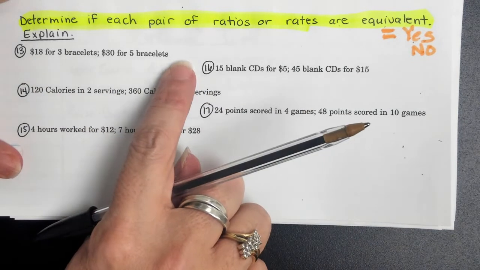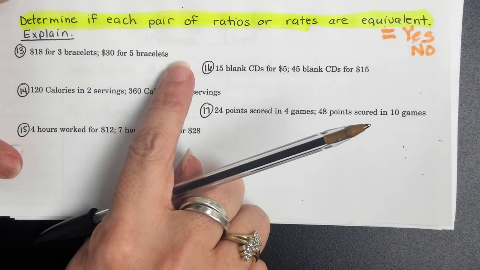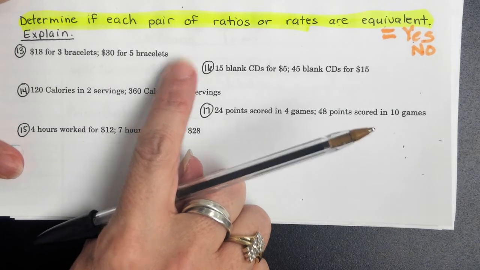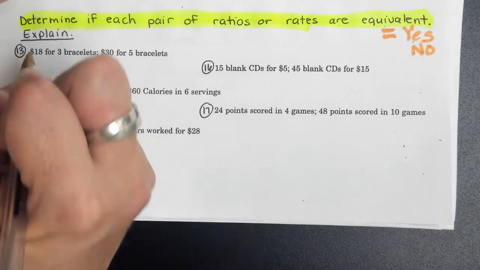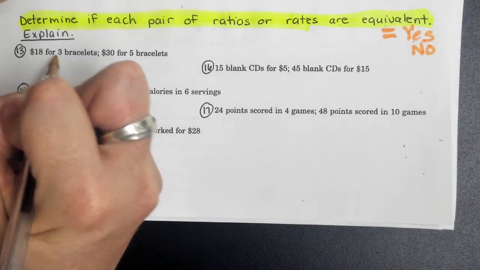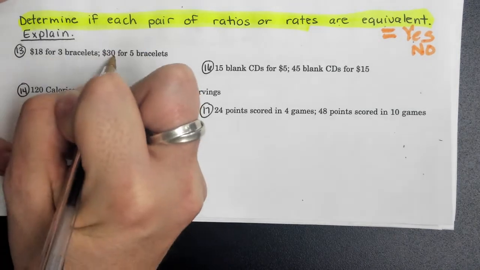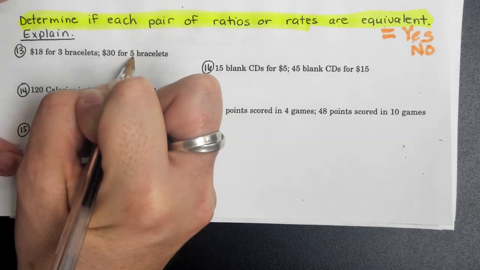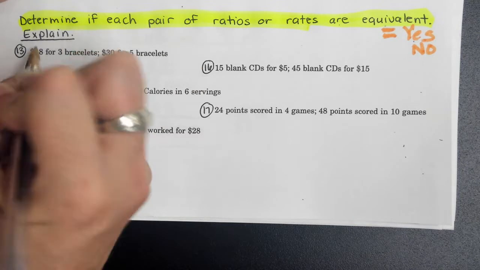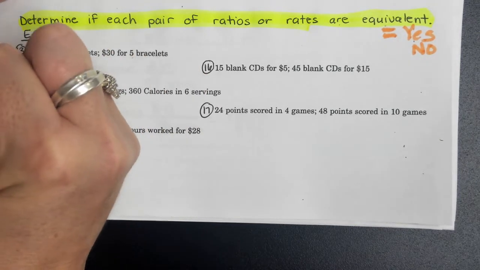These are kind of hard to squish in here. I'm going to do my best. You might want to do it on the back. It's up to you. Here we go. So number 13. They want to know, is $18 for 3 bracelets the same as $30 for 5 bracelets? Here we go. Money's always on top.